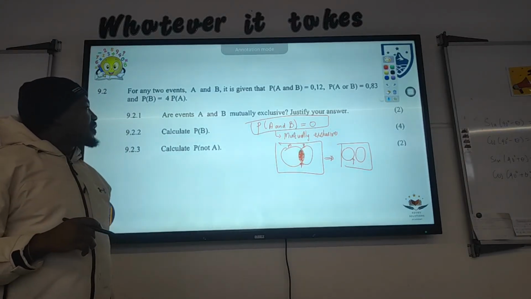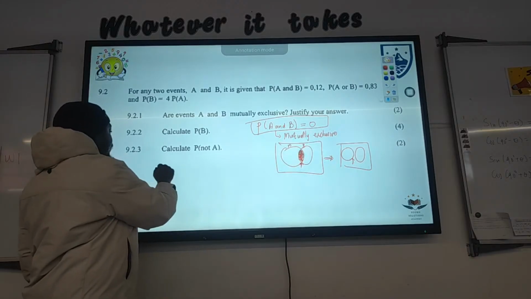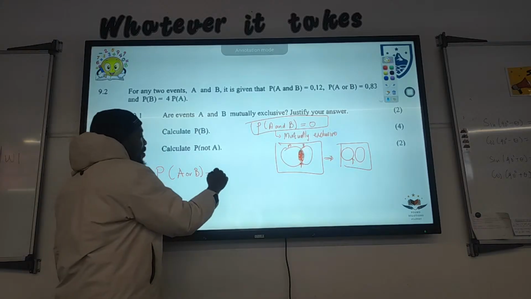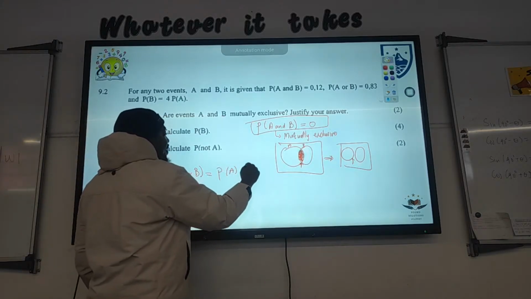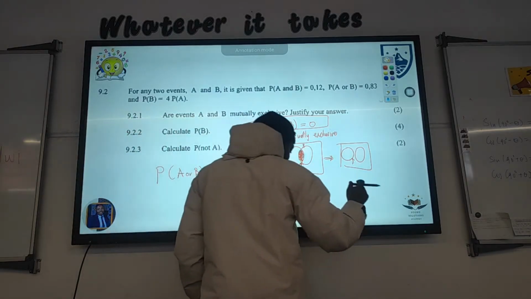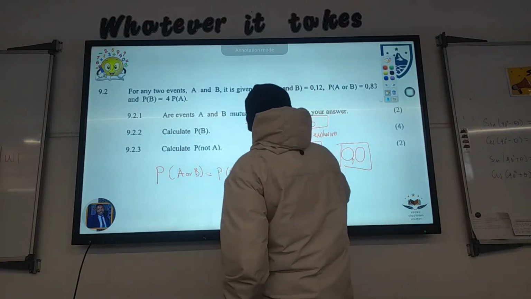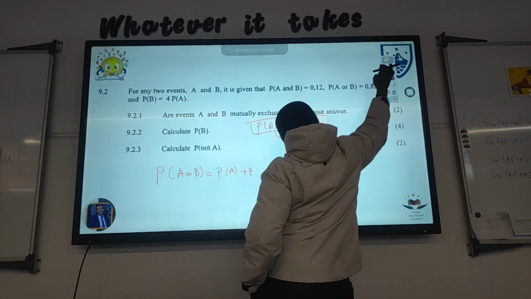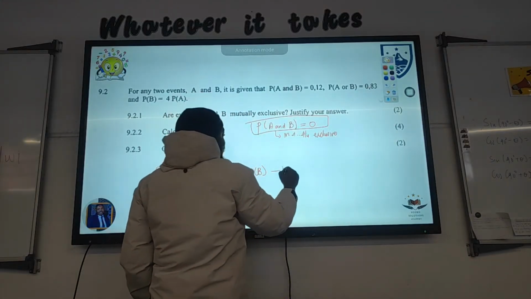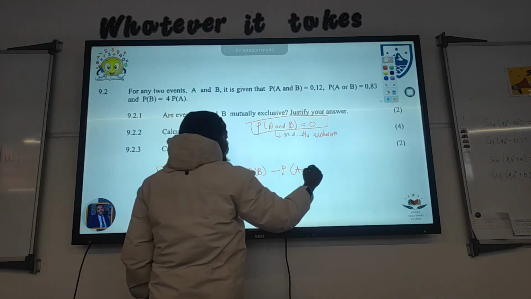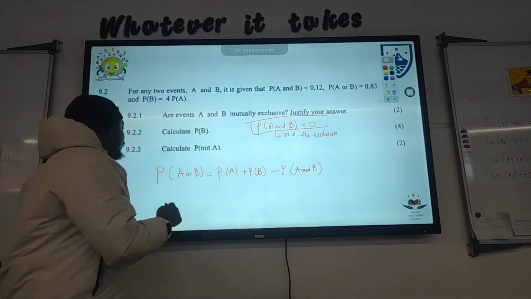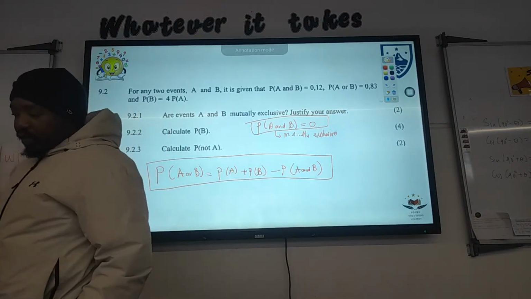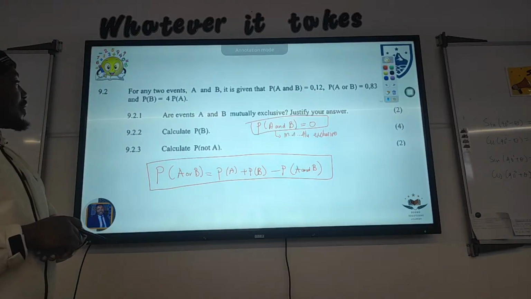And then you also have another formula where we say the probability of event A or B happening will be the same as the probability of finding A plus the probability of finding B, and then subtracting the probability of A and B. This is also one of the most important formulas for finding the probability of A or B.